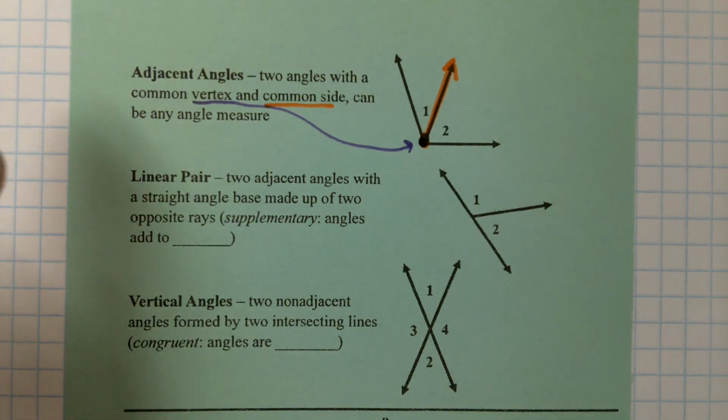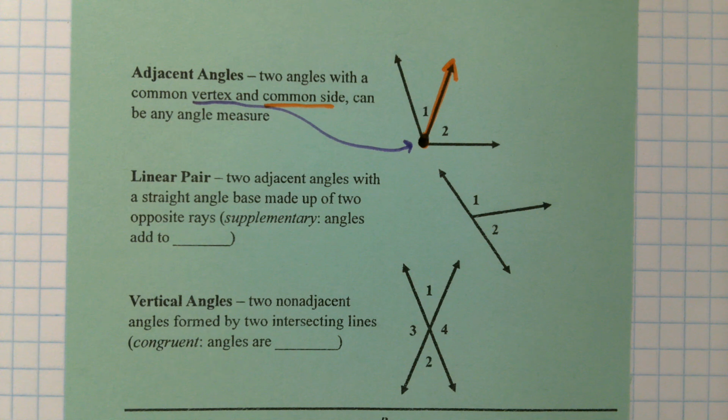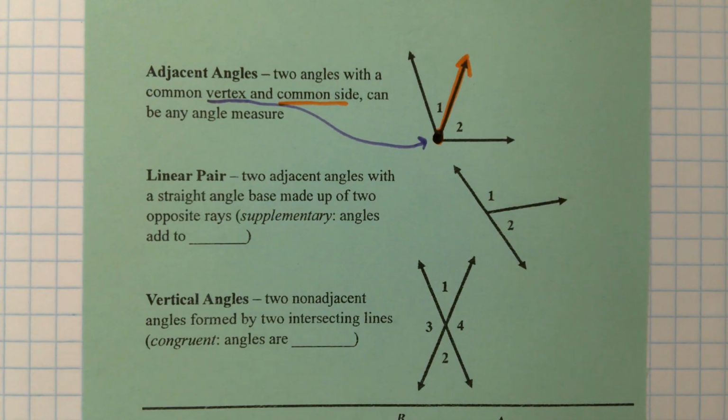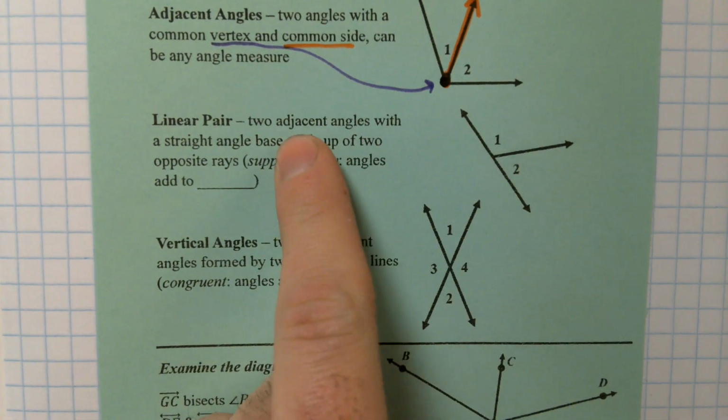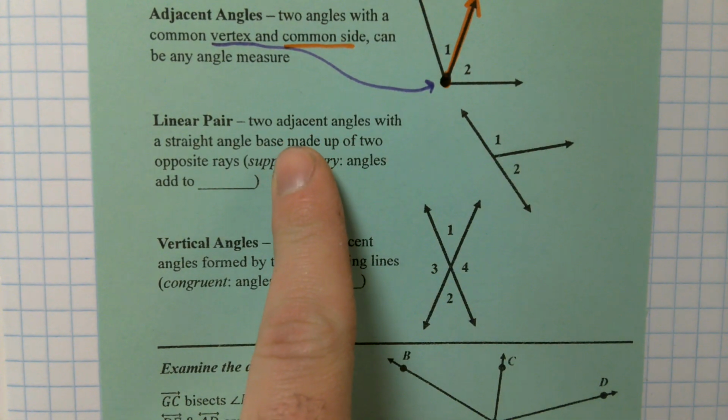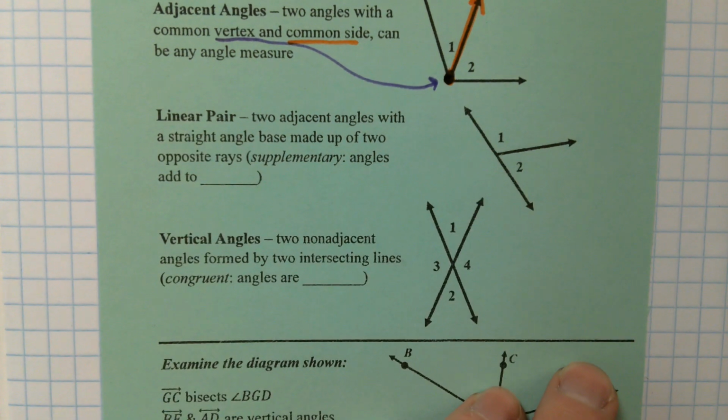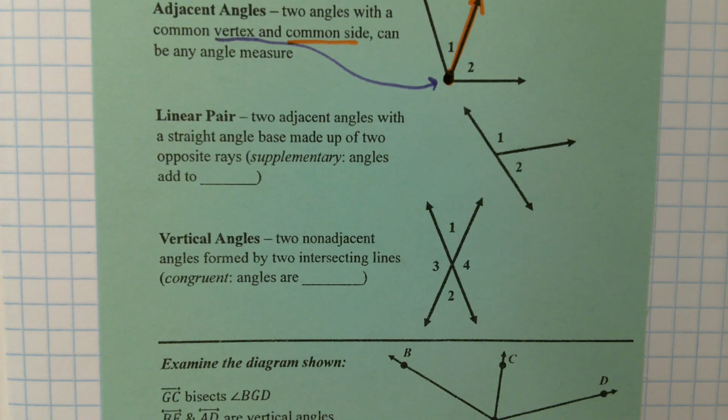Adjacent angles are not the focal point of what we're going to be talking about, so I wanted to get those out of the way first because they can be a little confusing. The next one is a linear pair. Can I get a volunteer to read out what a linear pair is for me? Anthony, go for it. Two adjacent angles with a straight angle base made up of two opposite rays.